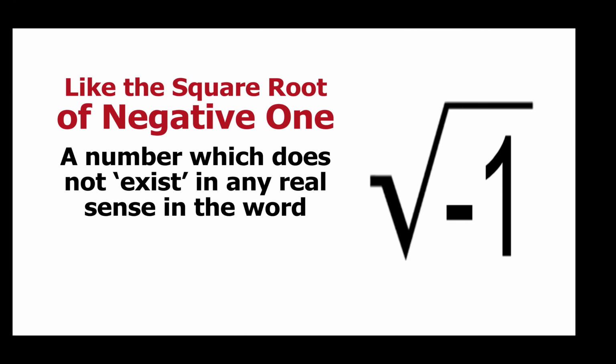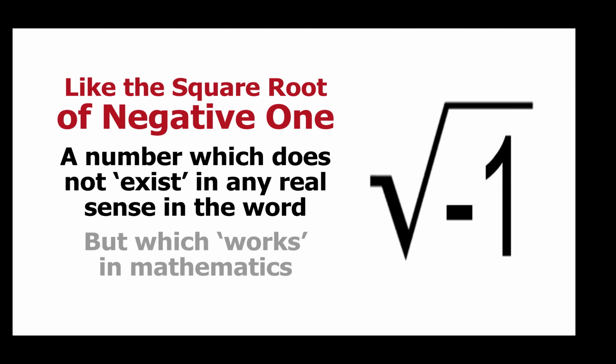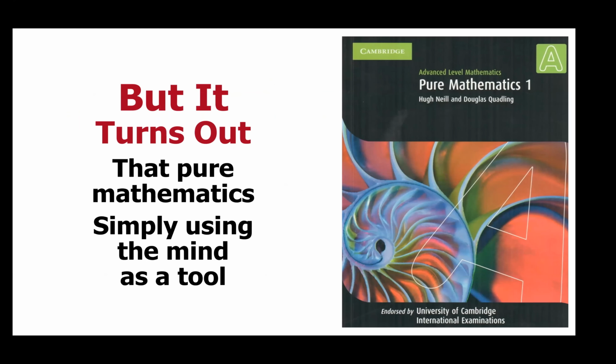This is a number that does not exist in any real sense in the world. You can't go out in the world and find the square root of a -1. So it doesn't exist in that sense. But it is a number that works within mathematics. You can do equations with it. You can solve problems with it. And so there's a whole category of mathematics called irrational numbers or unreal numbers that you can work with.